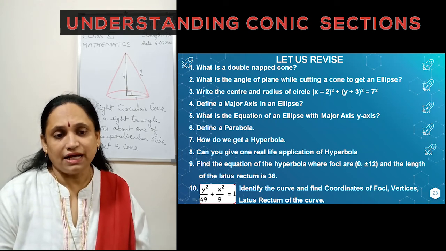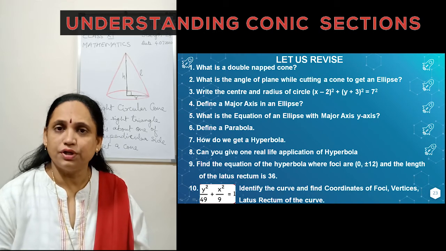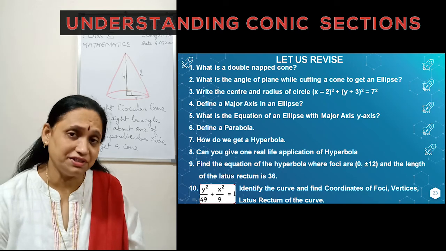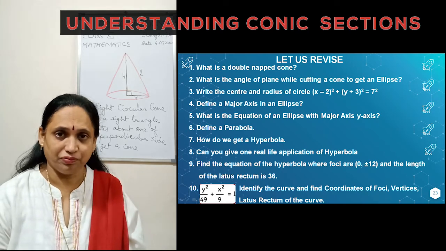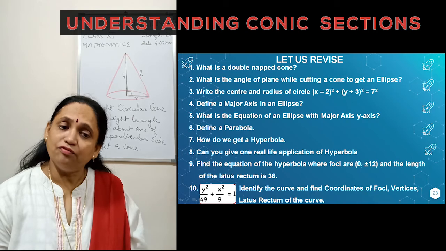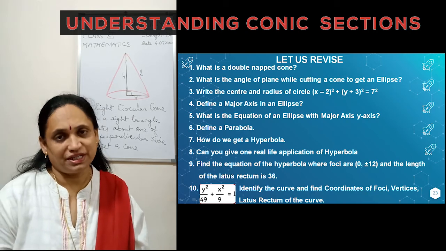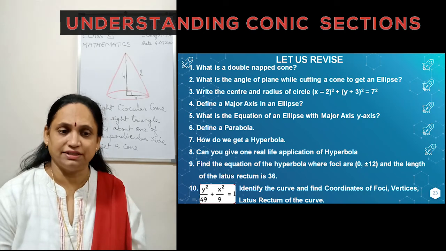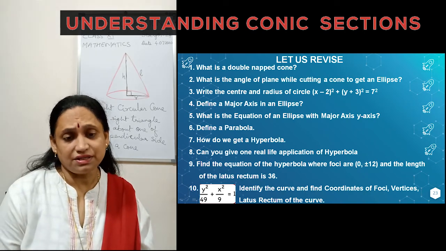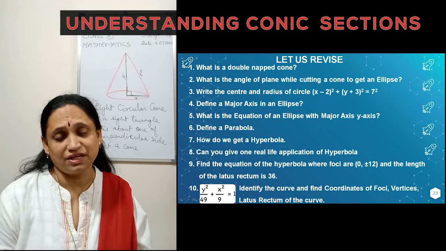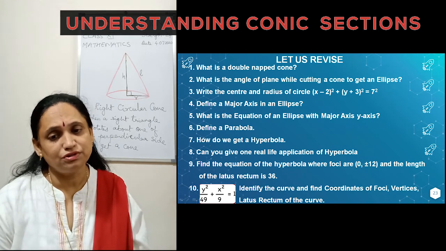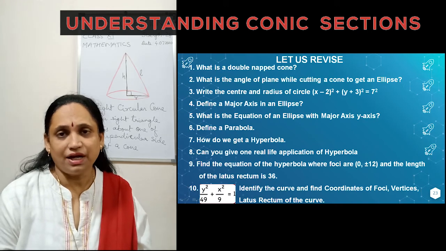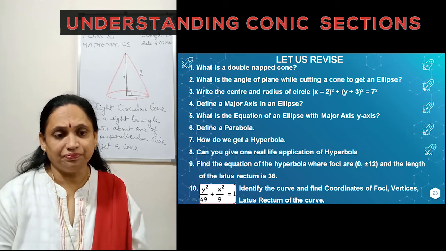What is a double napped cone? I'm sure you will all be able to answer what a double napped cone is and why it is called a napped cone. What is the angle of a plane while cutting a cone to get an ellipse? Obviously, you all know the answer, that it is an acute angle. Write the center and radius of the circle (x minus 2) whole square plus (y plus 3) whole square equal to 7 square. It's a very easy question and I'm sure you will be able to answer.